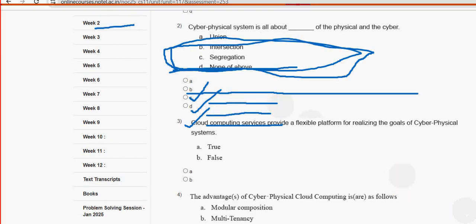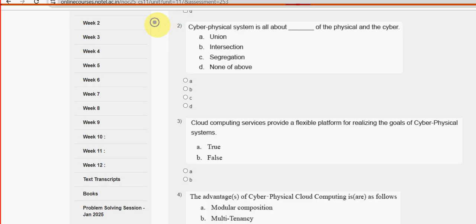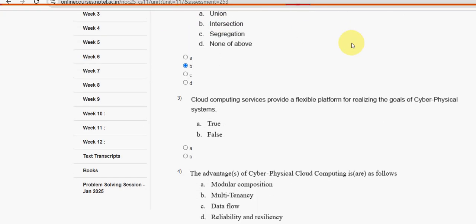Second one, cyber physical system is all about dash of the physical and the cyber. So for the second question, option B, intersection is the probable solution. So mark option B. Next, moving on to the third one.